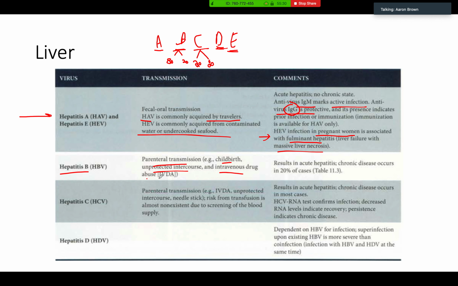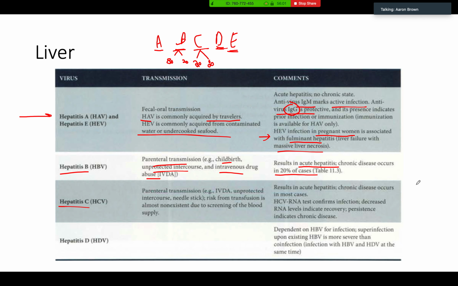IV drug use, yes, but less so than hepatitis C. When it comes to IV drug use, that's a needle. When it comes to needles, think about Hep C. Okay. Although it is listed here under Hep B, it's possible to transmit it that way. However, the major association with IV drug use I want you to have is with Hep C. Okay. So, in terms of what it causes, acute hepatitis 80% of the time, chronic disease 20% of the time.